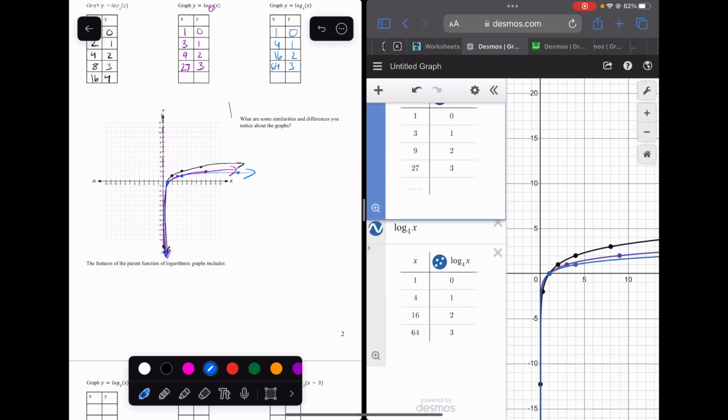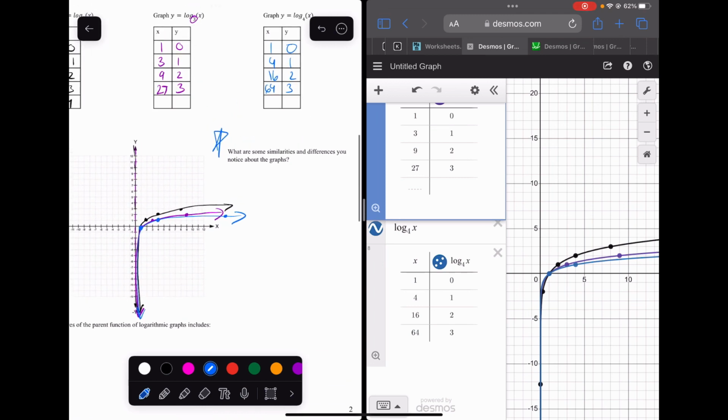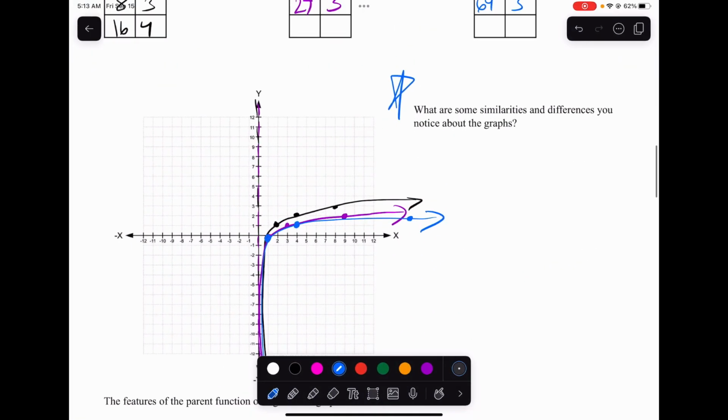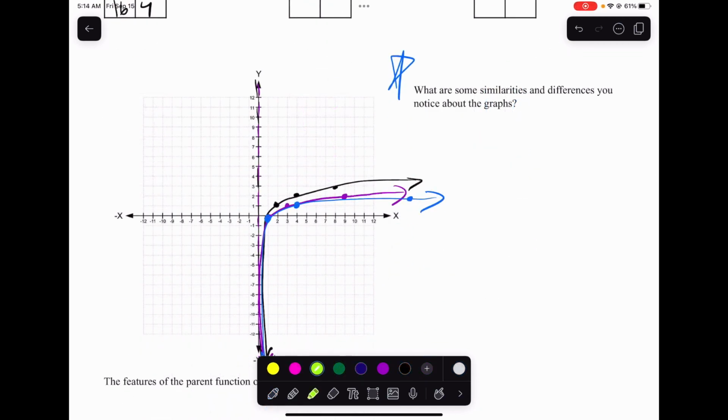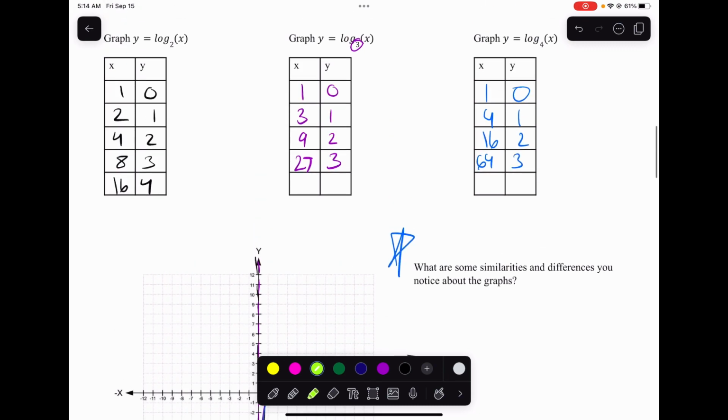So, I want you to stop and think. What are some of the similarities and differences, right? Some things that I want you guys to think about are this point, all right, and this point. What are you noticing here? And maybe see the connection between the base of the logarithm.